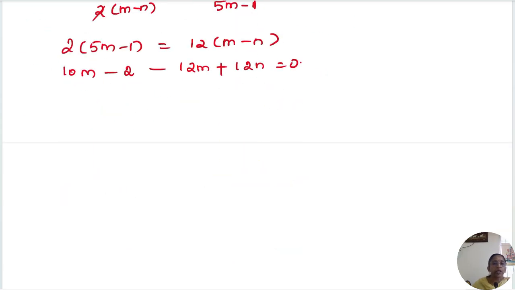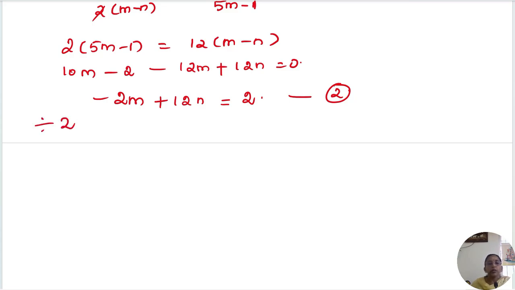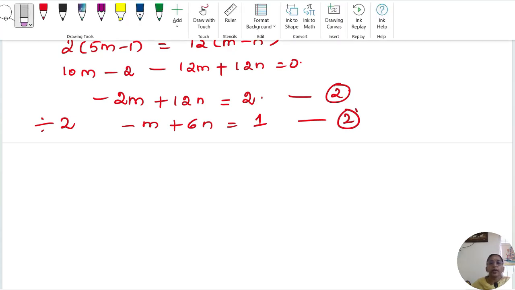Then reducing the terms, we get minus 2m plus 12n is equal to 2. So this is our second equation. We have a common divisor 2, so you can divide by 2. So minus m plus 6n is equal to 1. Instead of this, you can take this as the reduced equation 2.